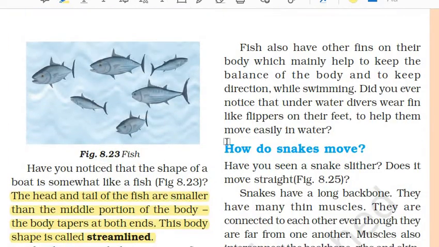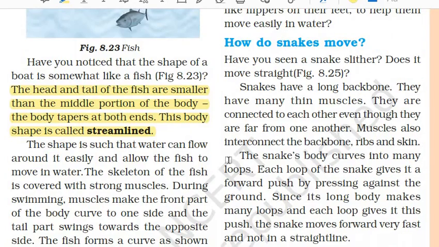Fish also have fins on their body, which mainly help to keep the balance of the body and to keep direction while swimming. Did you ever notice that under the water divers wear flippers on their feet to help them move easily in the water?